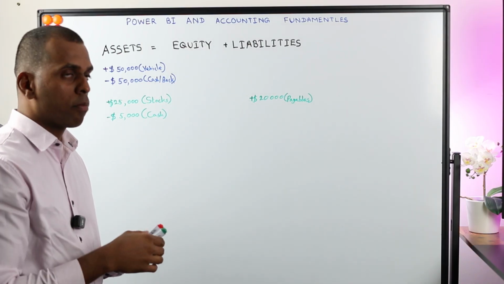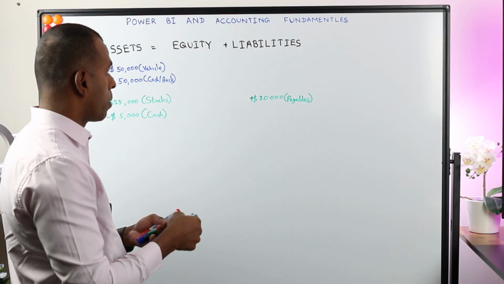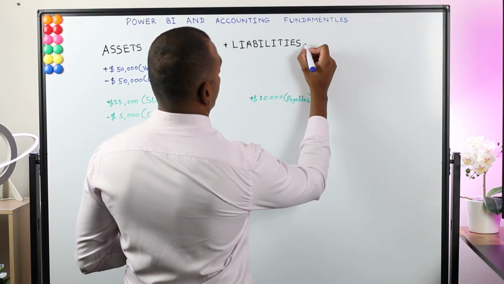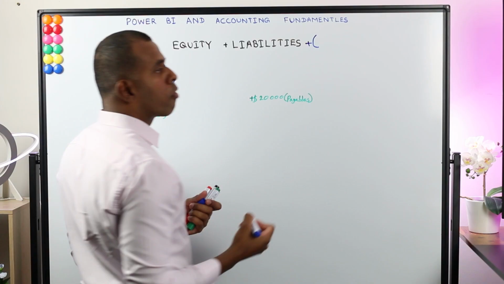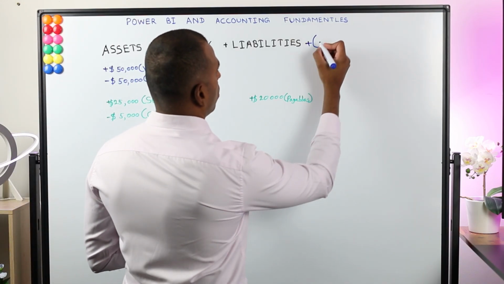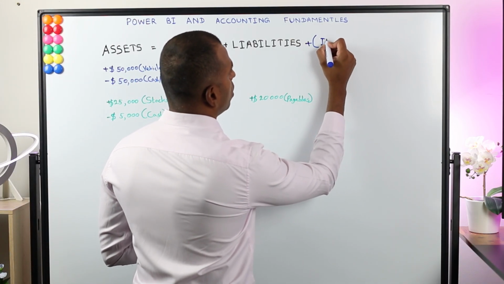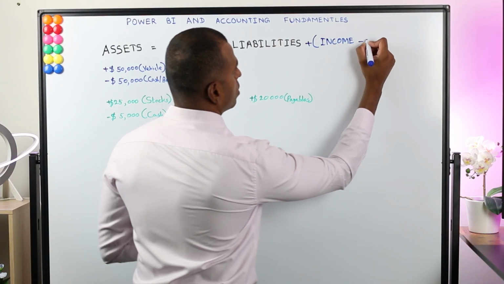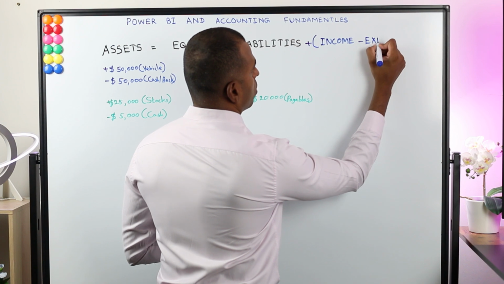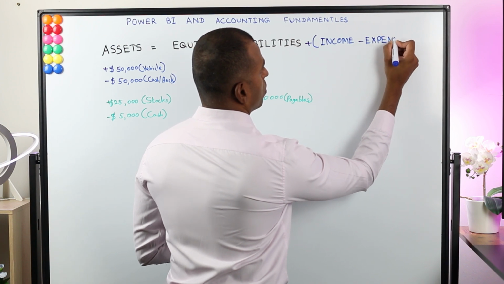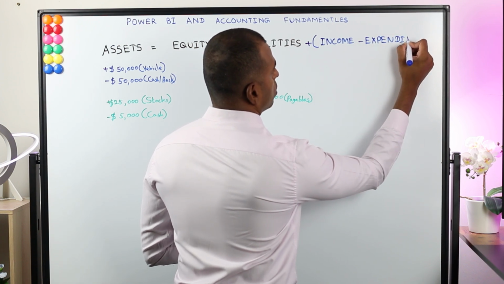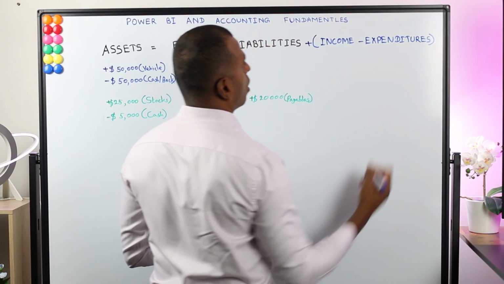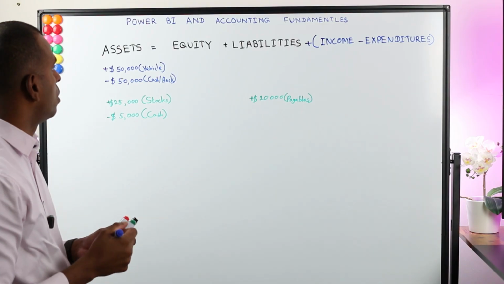For better understanding, I will expand this equation a little bit further, because the profit comes to here. I will separate the profit or loss from there. Let's take the profit. How is the profit calculated? Profit or loss is income minus expenditures. That's how the profit is calculated.